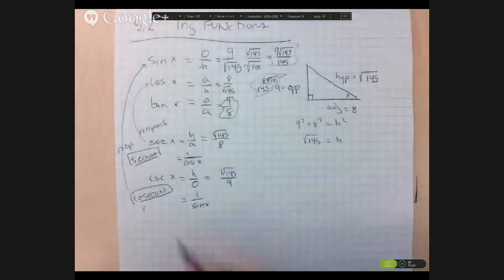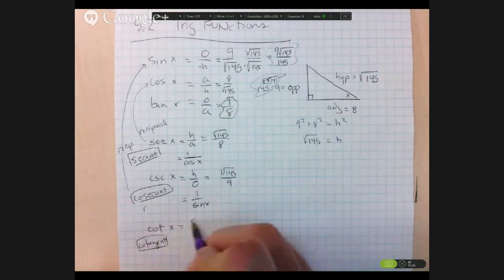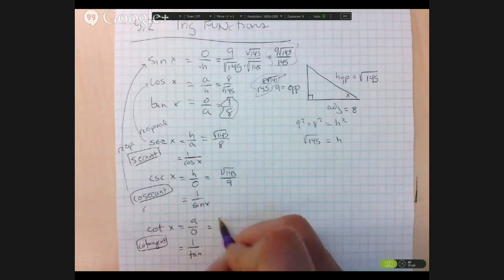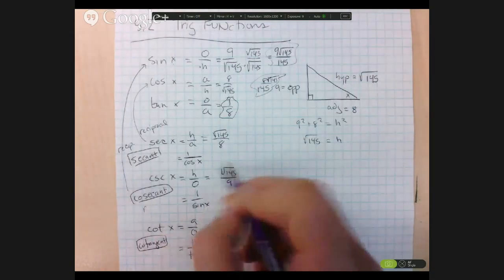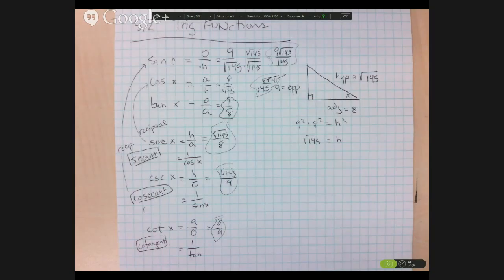I bet you can't guess what cotangent is. A over O, or 1 over tan. So A over O is 8 over 9. Okay, so now you have 3 new ones to remember. Secant, cosecant, cotangent. How do you do it with a calculator? In the calculator, you put 1 over cosine of whatever. Okay. So that's a great question.